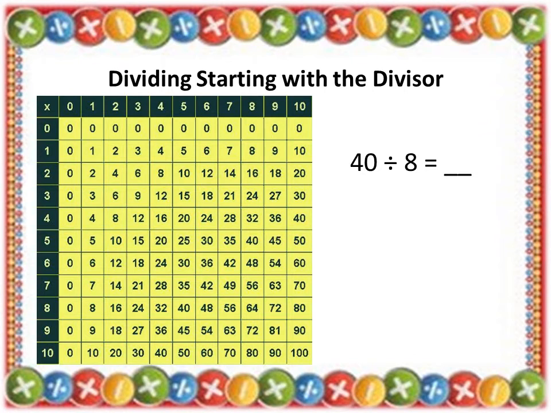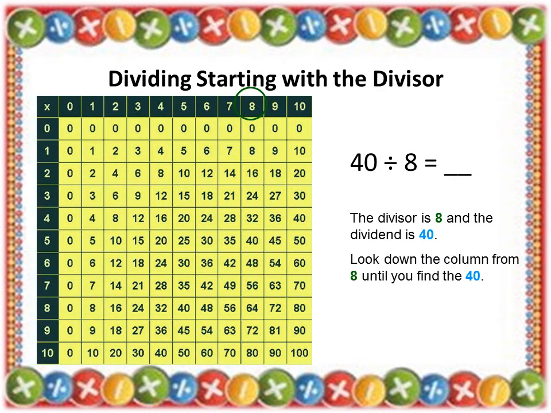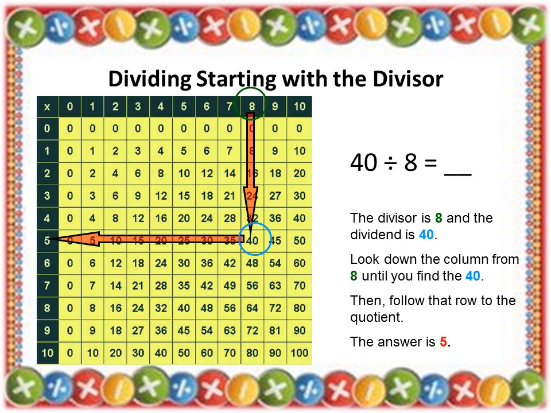The next method is dividing starting with the divisor. So let's take a look at 40 divided by 8. The divisor is 8. The dividend is 40. So we're going to look down the column from 8 until we find the 40. Then we're going to follow that row to the left to the quotient. We find that the answer is 5. So 40 divided by 8 is 5.